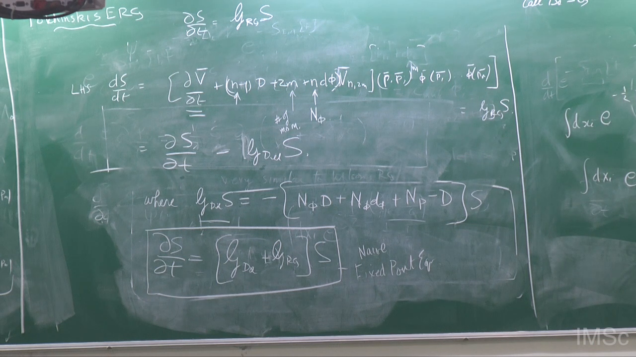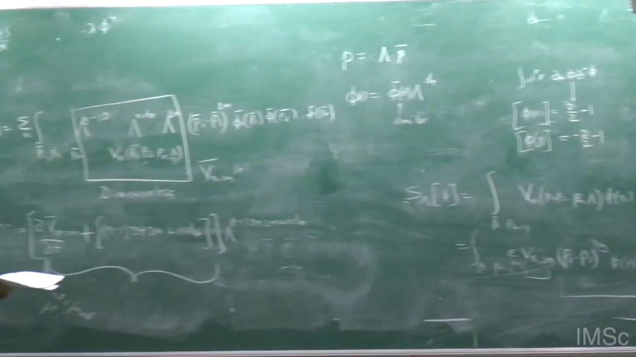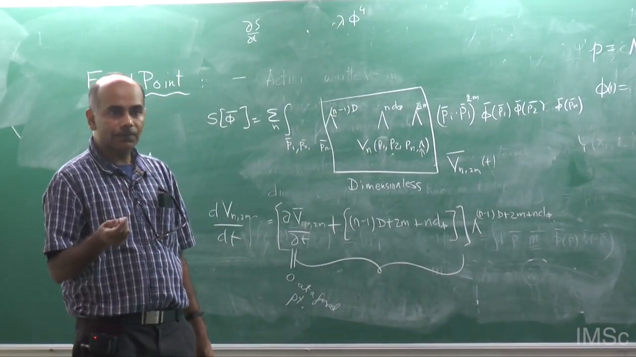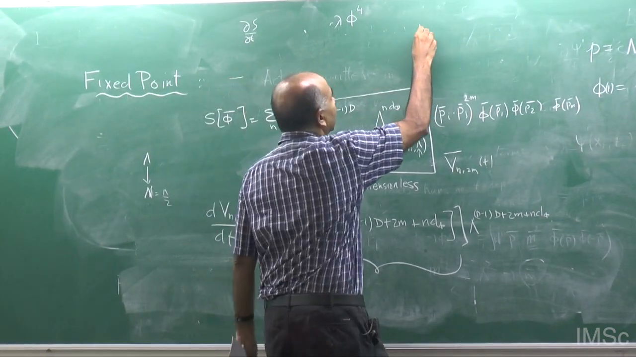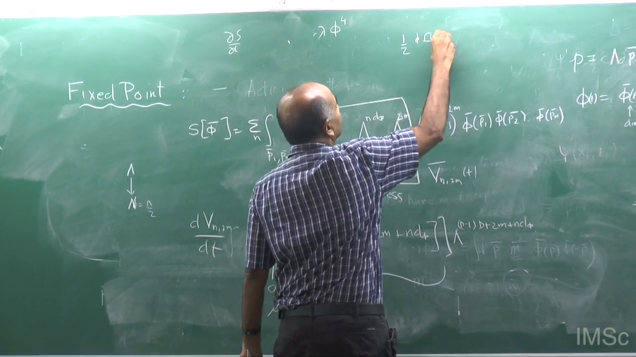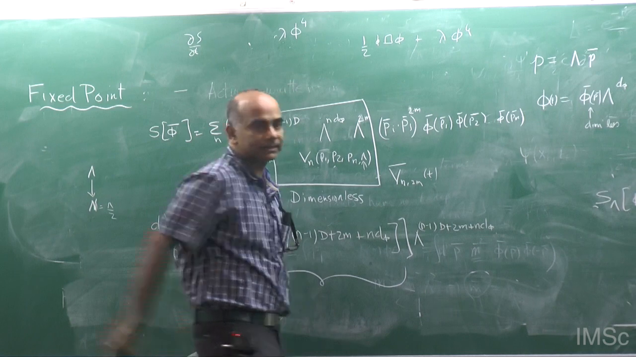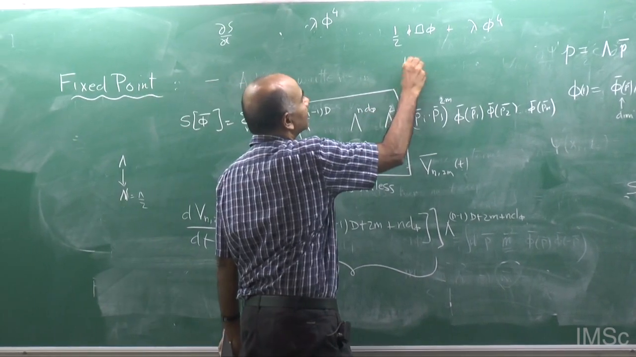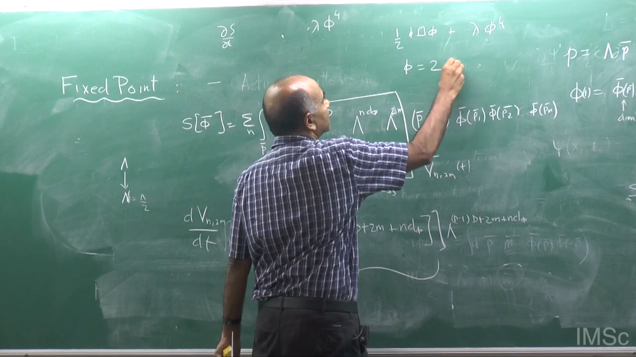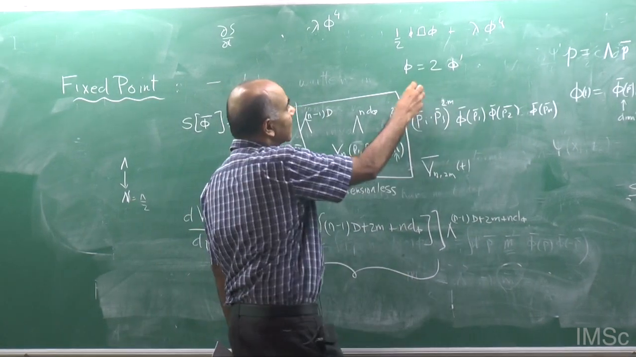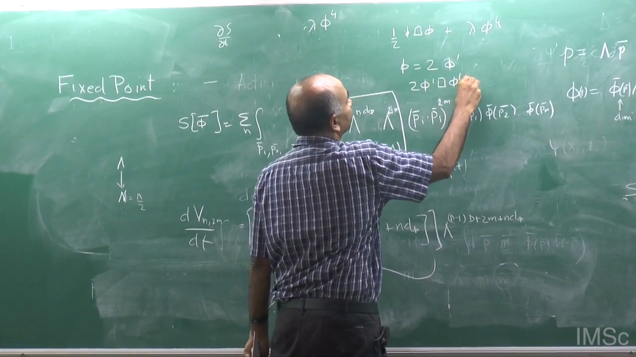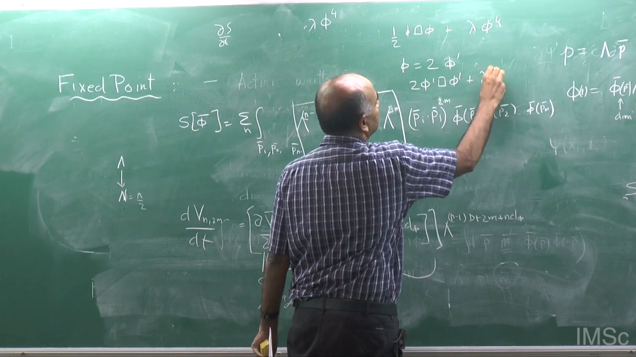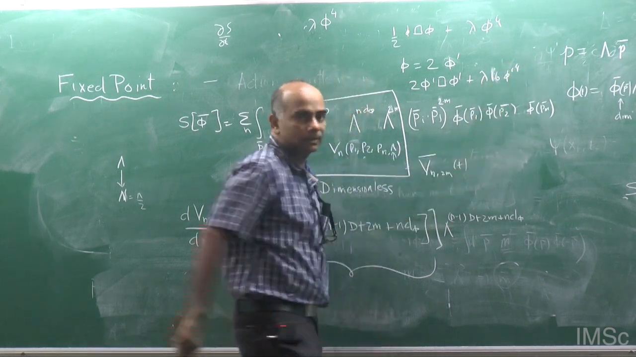What is anomalous dimension? You see, we said the fixed point action has to be dimensionless when written in dimensionless terms. But that's not quite true. Why? Because you can always rescale your action. Suppose you have an action, I don't know, half phi box phi plus lambda phi fourth. That's your action. I write phi equals 2 times phi prime. This action will become 2 phi prime box phi prime plus lambda times 16 phi prime fourth.